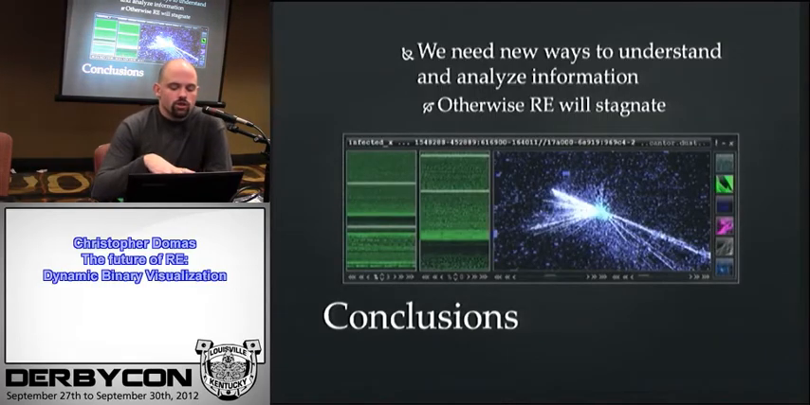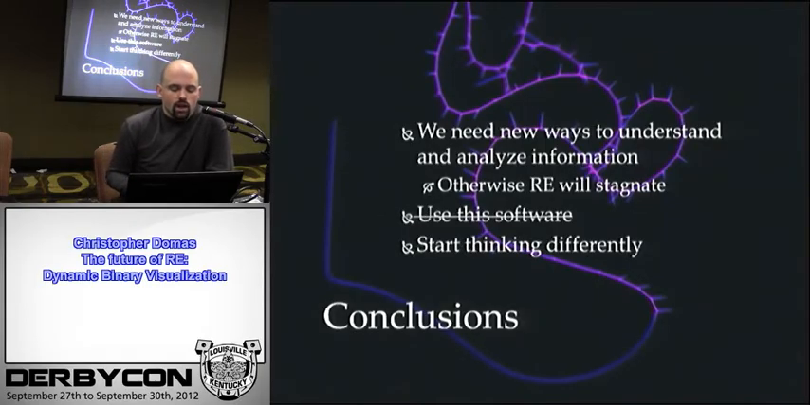So that basically concludes what I wanted to show you. And really what I'm trying to get across is we need new ways to understand and analyze binary information because we can't keep up with the way things are changing using our current approaches. And if we don't try to find new ways of doing things, RE is going to stagnate and we're just going to lose the battle. So the point isn't use this software at all. It's just that the software right now is the only way to do some of these techniques. It's really more about thinking differently. Finding new ways to understand and conceptualize information is what we need to do in order to move forward.